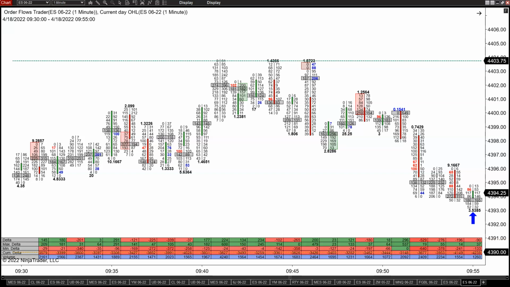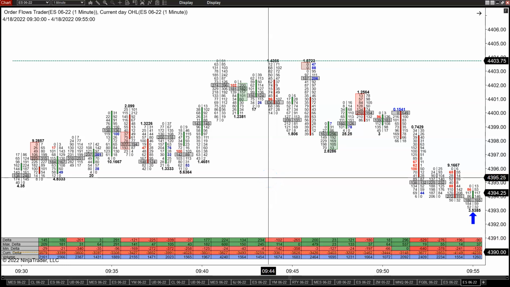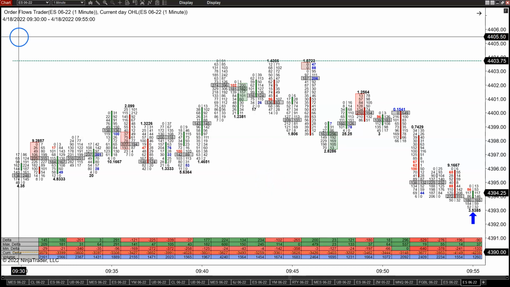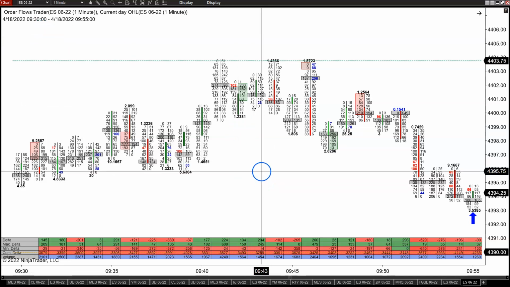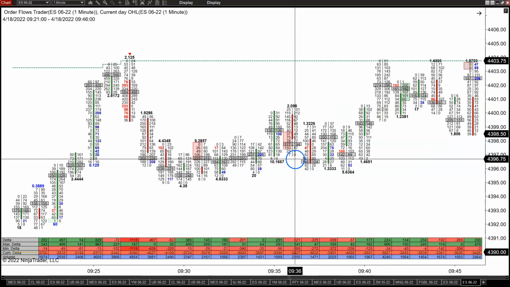Now, this is pretty much your basic footprint chart, which shows you the bid offer volume as well as the point of control and the delta at the bottom. When most people come into order flow, this is what they're looking at. While this is a good tool, you can find some interesting things happening in the order flow. So, for example, this is yesterday, April 18th, around 9:45 in the morning.